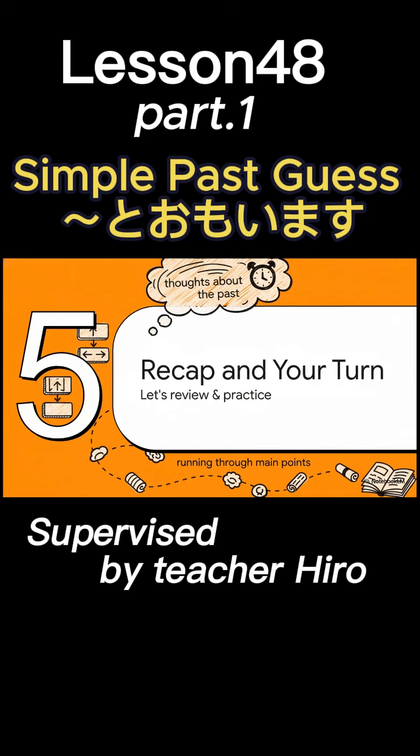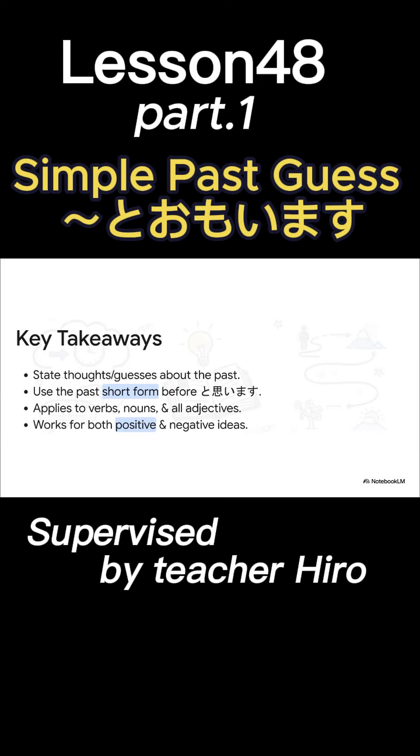Okay, we've gone over the rule, we've looked at the examples, now let's just do a quick review of the main points to really lock it all in. So, here are the key takeaways. First, remember to use this when you're stating your thoughts or guesses about something that already happened. The biggest rule of all is that the word right before to omoimasu must be in its past short form, and this applies across the board, to verbs, nouns, and both I and na adjectives. And finally, don't forget it works for both positive and negative statements.